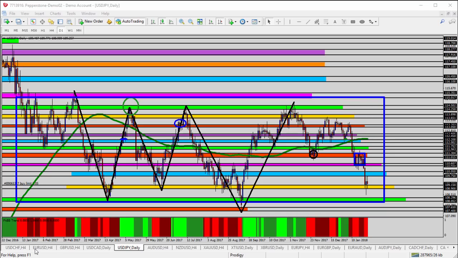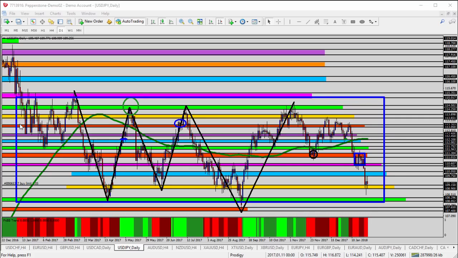Looking here at the daily time frame, taking a little trip down memory lane, taking a look back to the left-hand side of the chart, all the way since the beginning of 2017, end of 2016. So we're looking quite a long time ago. We can see this bigger range here. I put the blue box here on the chart so we can see this larger range.